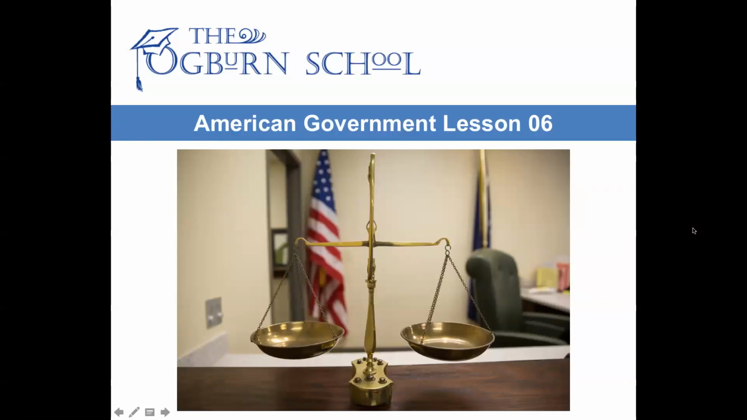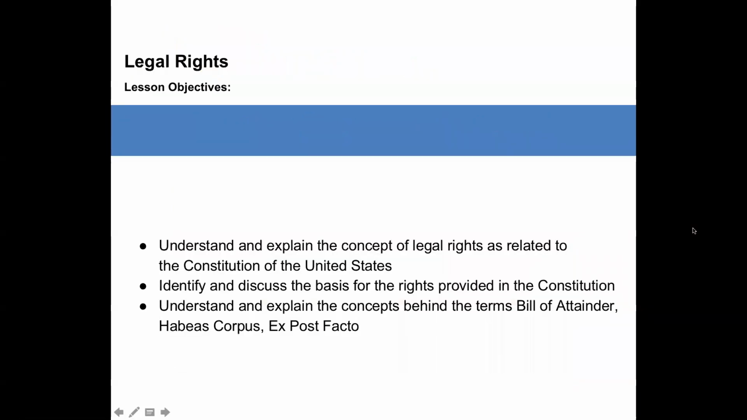American Government Lesson 6, Legal Rights. Our lesson objectives are: understand and explain the concept of legal rights as related to the Constitution of the United States, identify and discuss the basis for the rights provided in the Constitution, understand and explain the concept behind the terms of Bill of Attainder, Habeas Corpus, ex post facto.